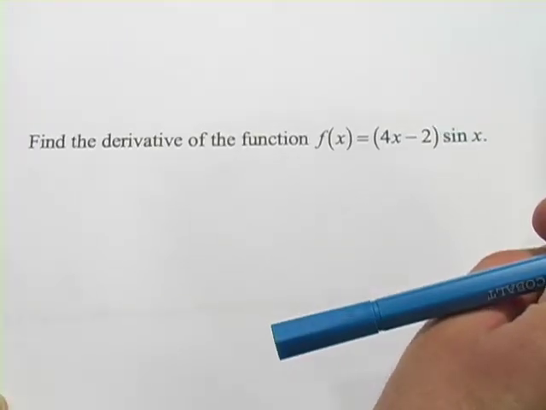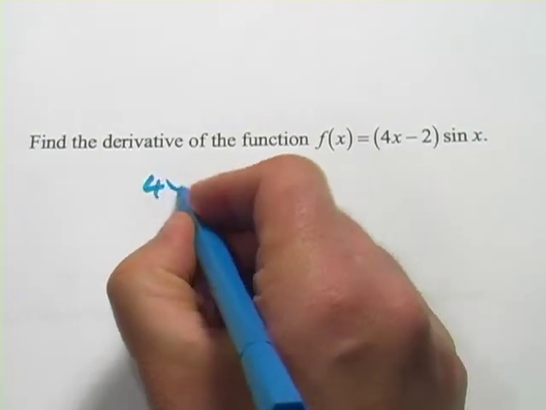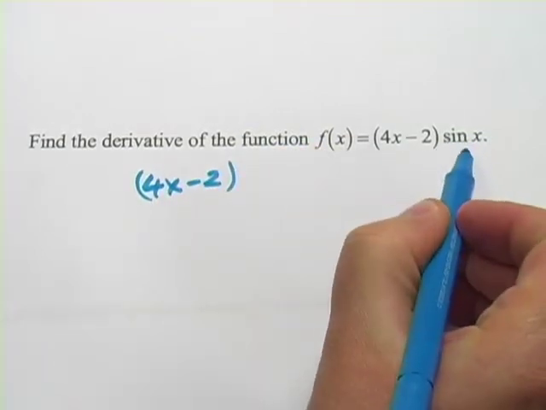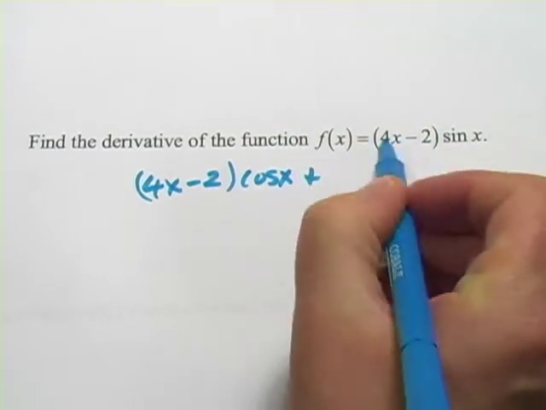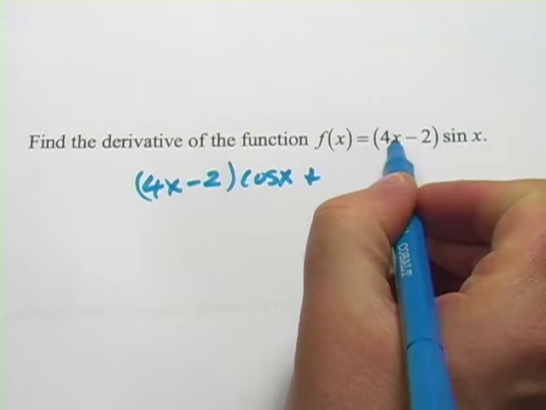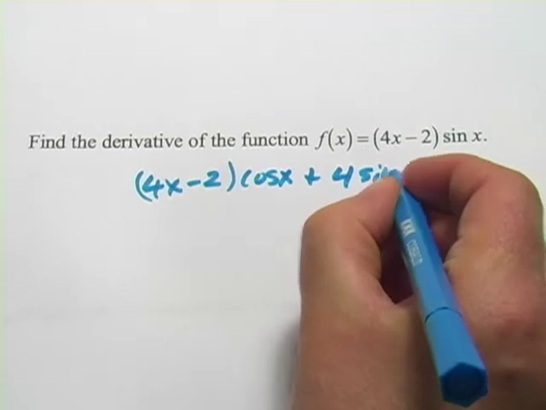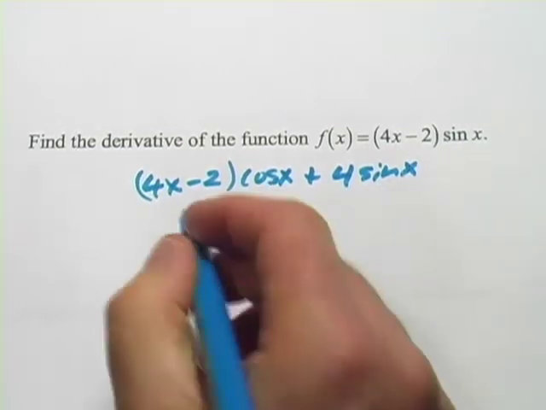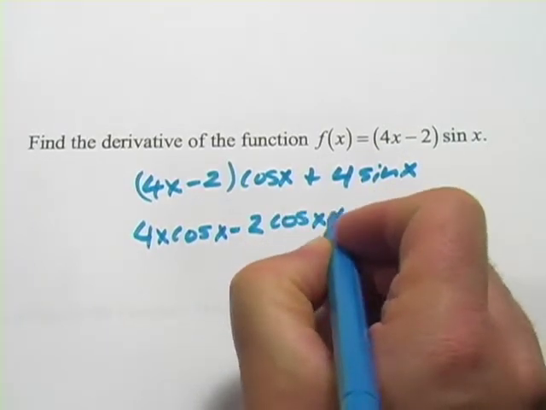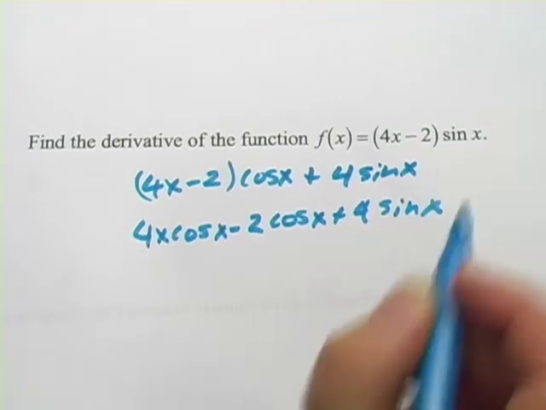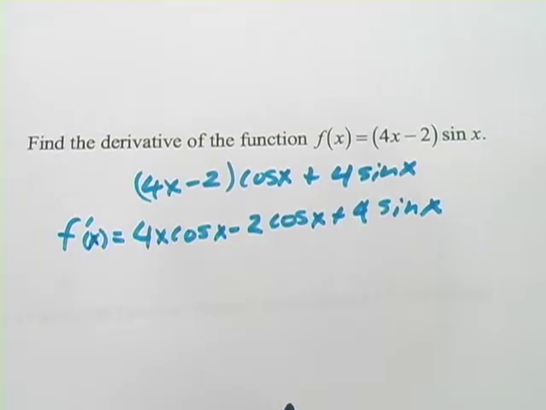This one is pretty similar, except it has a sine in it rather than a cosine. So let's take the first thing, that's 4x minus 2, times the derivative of the second thing. Derivative of sine x is cosine x, plus the derivative of this first thing, 4x minus 2, the derivative of that is just 4, times the second thing, which is sine x. And we'll multiply our cosine through here. We get 4x cosine x minus 2 cosine x plus 4 sine x. And that's our f prime of x. All right, let's try one more.